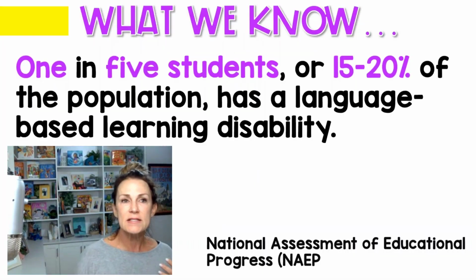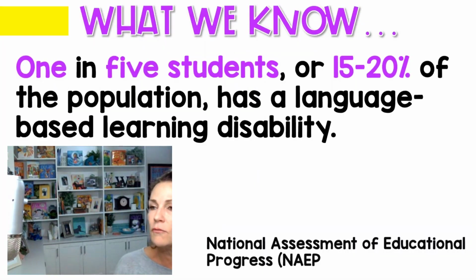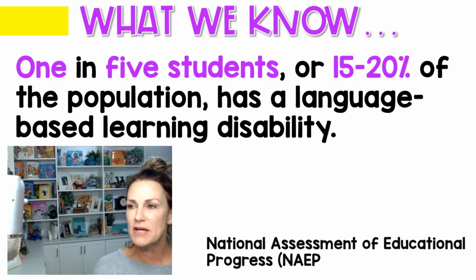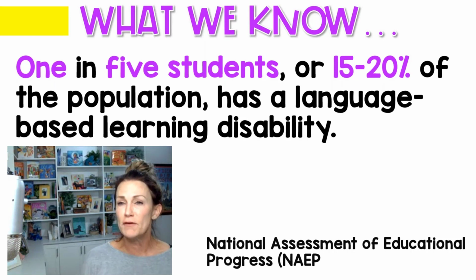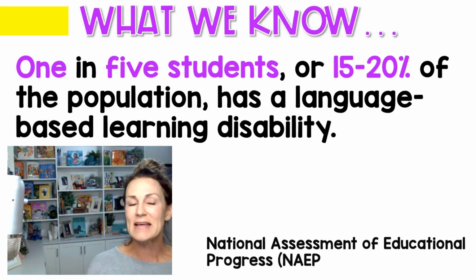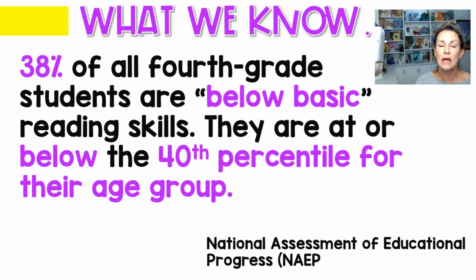So I wanted to let you know, and many of you I know have gone through some science of reading, but I just wanted to refresh some information that I think is really important when we start to think about small group instruction and why we want to change some things. So 1 in 5 students, or 15 to 20% of the population, has a language-based learning disability. And 38% of our 4th grade students are reading below basic in their reading skills. They are at or below the 40th percentile for their age group.